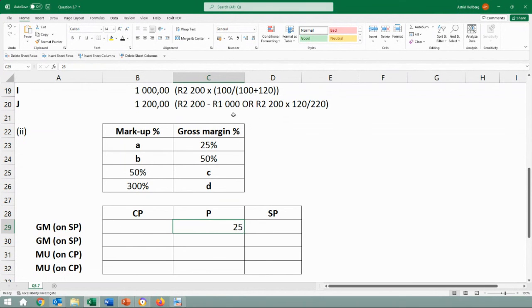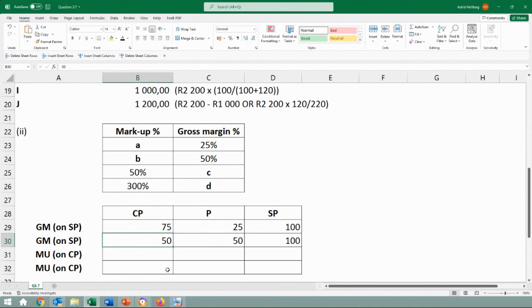Because it is a markup on sales price, as soon as we see "on sales price" or gross margin, we automatically change the sales price to 100. Then to get to the cost price, we take the 100 less the 25, which gives us a cost price of 75. That's how you complete the table for the first one. The second one follows exactly the same rules: you start with the 50, you've got 100 for the sales price, and the cost price is 50. That's how you work out this table.